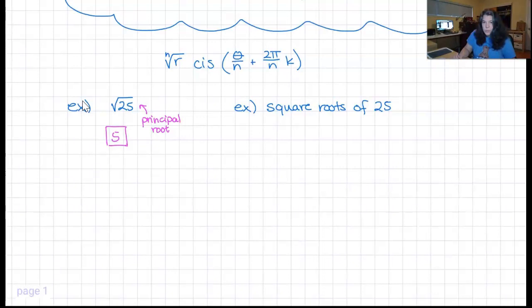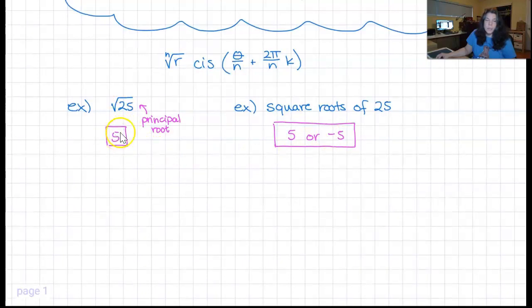But the square roots of 25, this would be 5 or -5. That's because I can take 5 and square it and get 25, or I could take -5 and square it and get 25. Either way, it's the same thing. So that's why these are both square roots, but the square root of 25 is just 5.